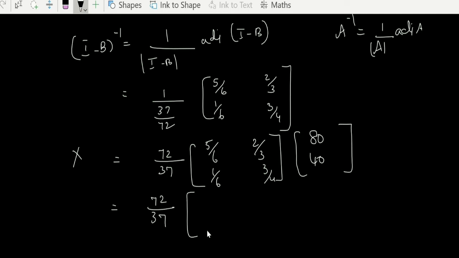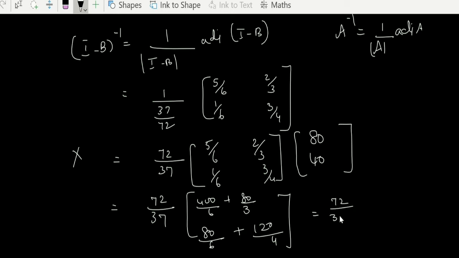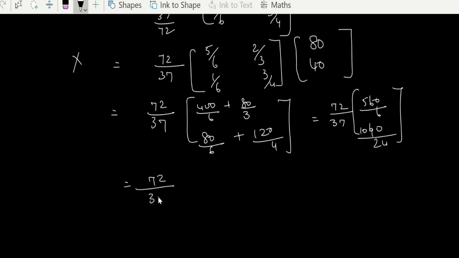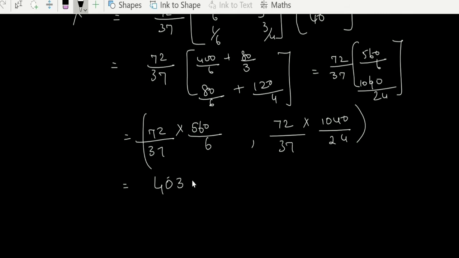37. Multiply by 6 into 85 into 80, 400 by 6 plus 80 by 3, and this is 80 by 6 plus 120 by 4. So that is equal to 72 by 37, 40 by 6 plus 80 by 3, 72 by 37, 560 by 6, and the second 40,000.